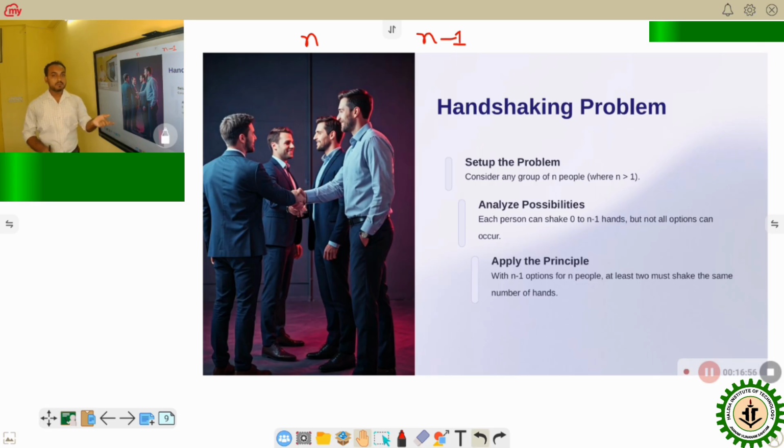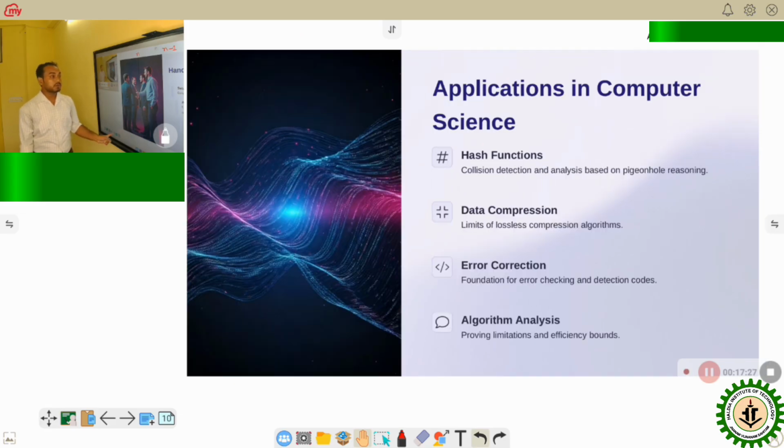So the pigeonhole principle also says, in the handshake problem, that one person will shake hands with at least two of the others when there is an n number of people in that group and n is strictly greater than 1. So this statement of the pigeonhole principle can be utilized to define at least how many times one person can shake hands.